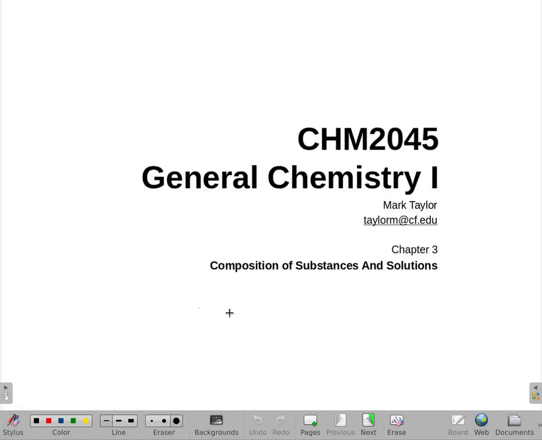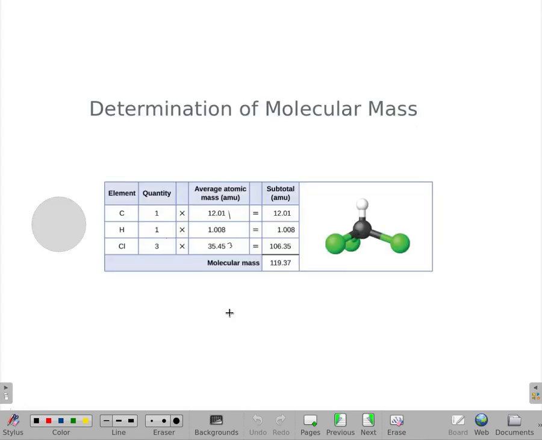Okay, in this chapter, we're going to be looking at the composition of substances and solutions. And the chapter starts off with a review of what we did in intro, which was figuring out the molecular mass of a molecule. The molecule we have here is CHCl3.